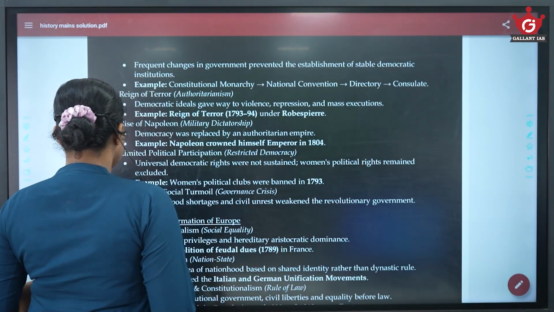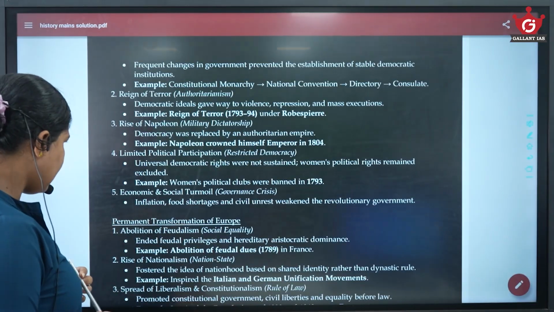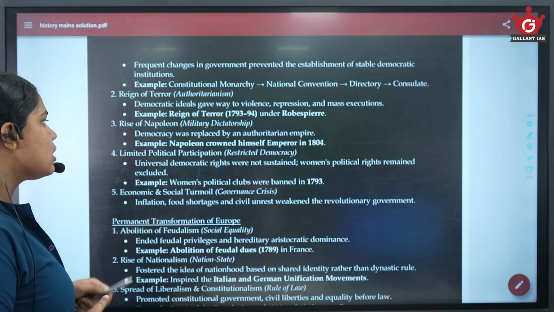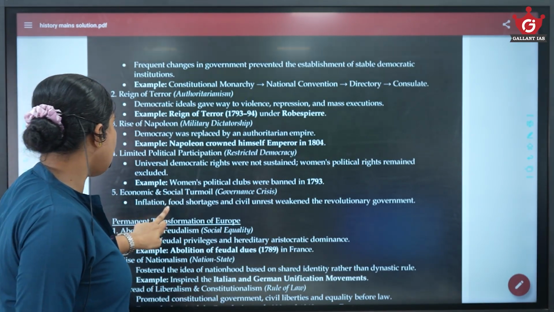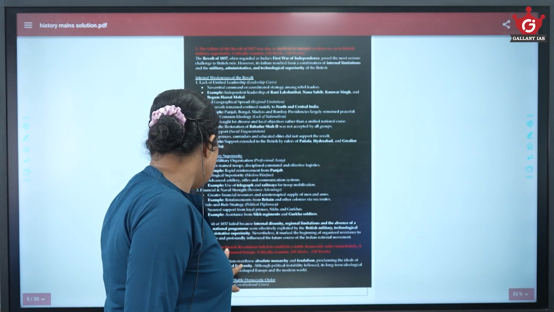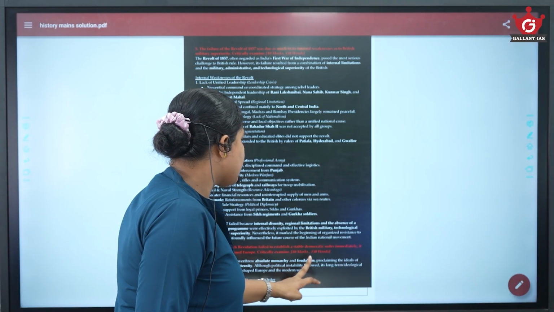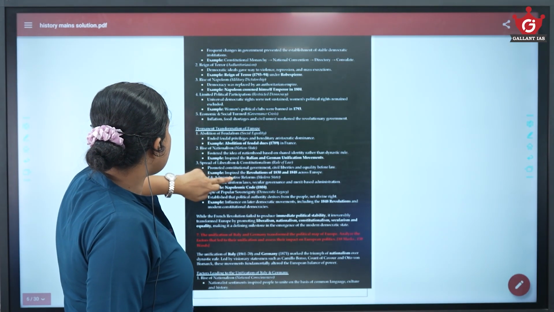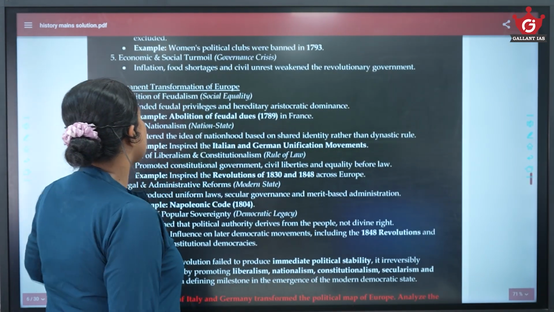Okay. Next is economic and social turmoil. That is a governance crisis. Inflation, food shortages, civil unrest, etc. These kinds of things were happening. So we have addressed the first part of the question, that is, the French Revolution failed to establish a stable democratic order. Now we are looking at how it permanently transformed Europe.